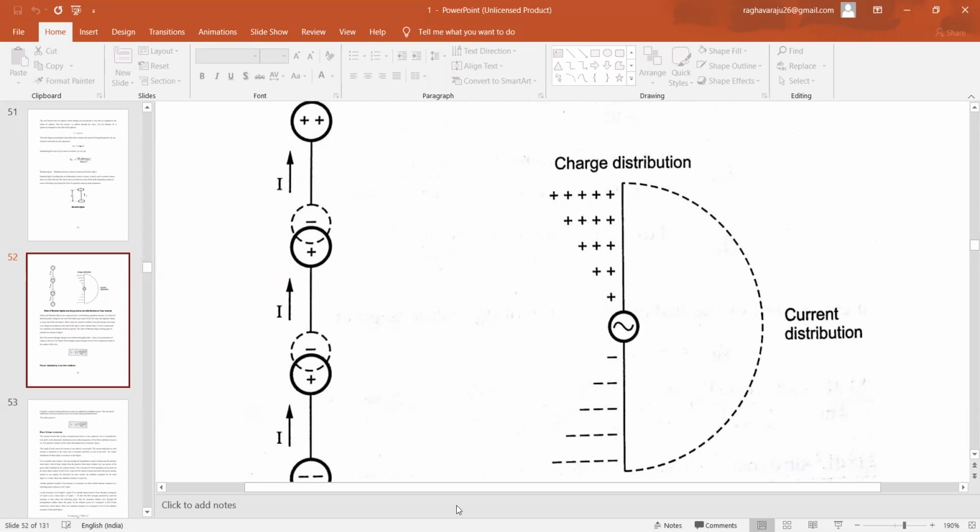This indicates the charge distribution. This charge distribution is generated from positive to negative, plus and minus. These current distributions are very popular, and these charge distributions are popularly known as regular charge distributions, plus and minus.